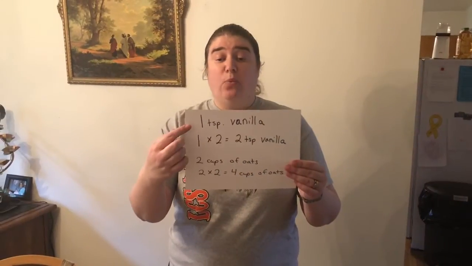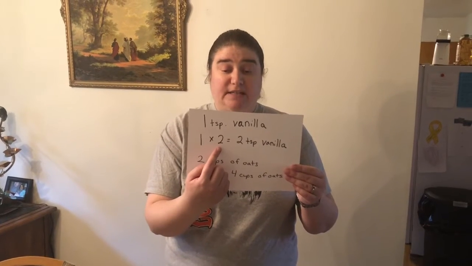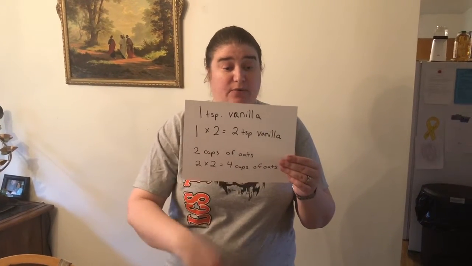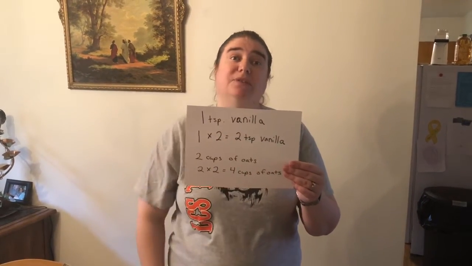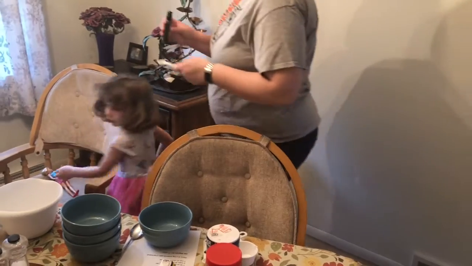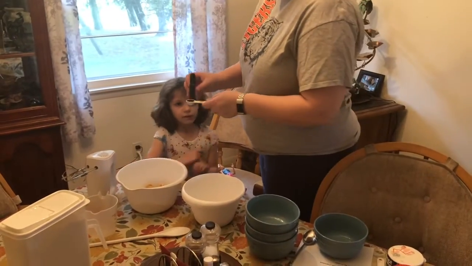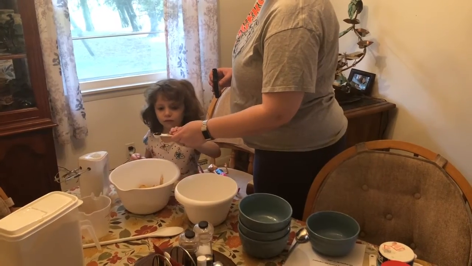Okay, next I need 1 teaspoon of vanilla. If I double my recipe, times 2 equals 2 teaspoons of vanilla. Okay, Caitlin, let's put in the vanilla. Ready? Yeah. 1 teaspoon. And then we'll add the next one later.